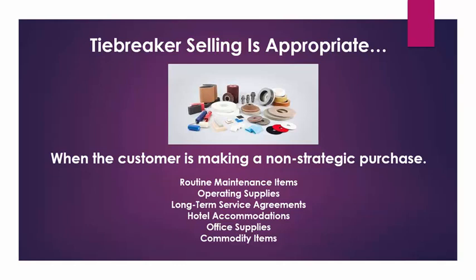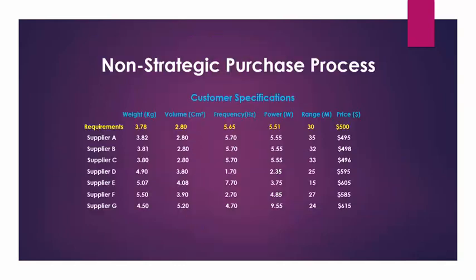All right, now tiebreaker selling is appropriate when the customer is making a non-strategic purchase. Now, a non-strategic purchase applies to all of these things that the company needs that may or may not be essential to their survival. These include things like routine maintenance items, operating supplies, long-term service agreements, hotel accommodations, office supplies, and commodity items. So it's the basic stuff that you need to operate, but it's not going to break you one way or the other. And more importantly, there are a lot of alternative vendors out there who sell more or less the same thing.